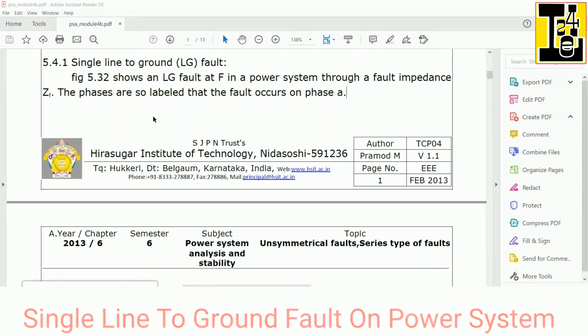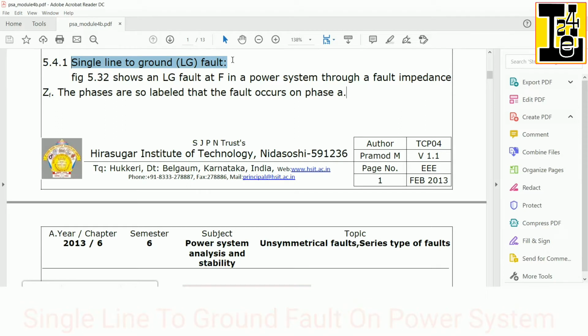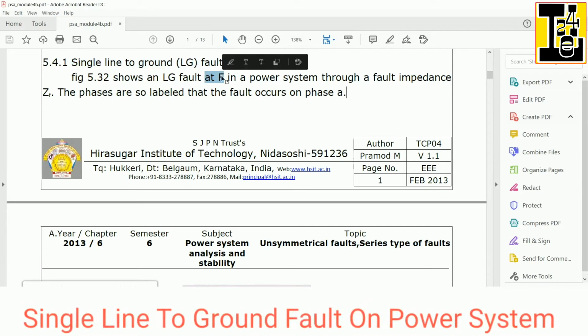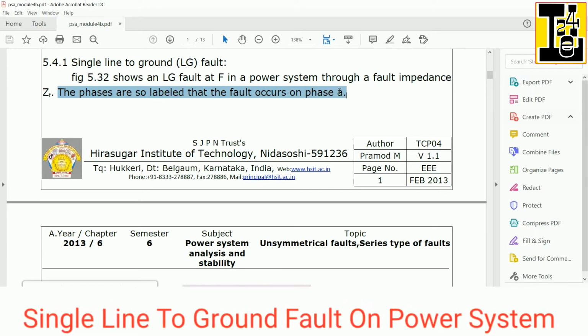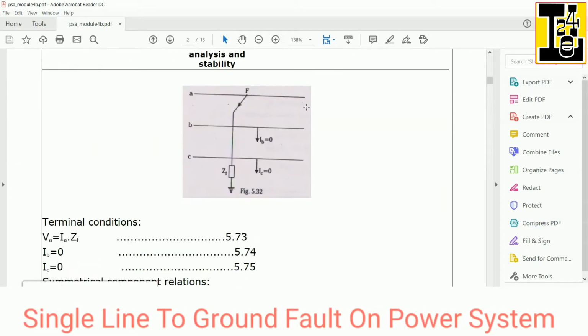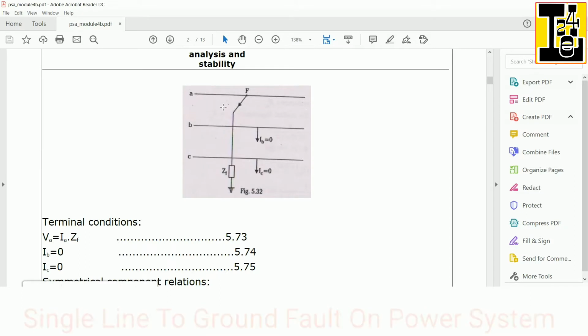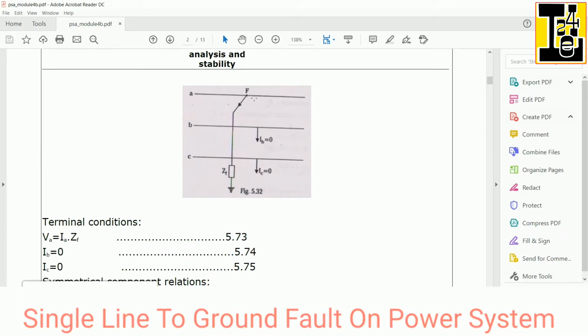Dear students, in this video we shall find the expression for the fault current when a single line to ground fault occurs at point F in a power system through a fault impedance ZF. Here the phases are so labeled that the fault occurs on phase A. So this is the figure which represents the fault occurring at phase A at point F through fault impedance ZF, that is LG fault is occurring at phase A.